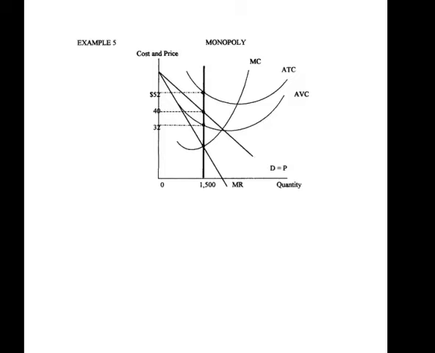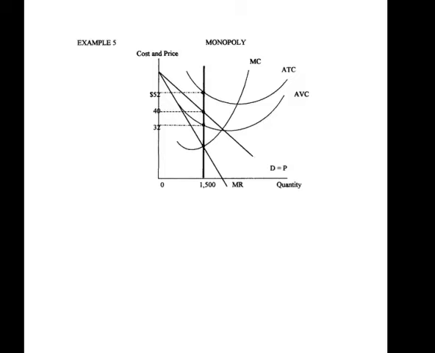And since I don't have a calculator here, I'm just going to back into that total loss. I can tell you that they're losing per unit $12. So 40, the price, minus the average total cost of 52 is $12. So $12 times 1,500 units is their total loss.